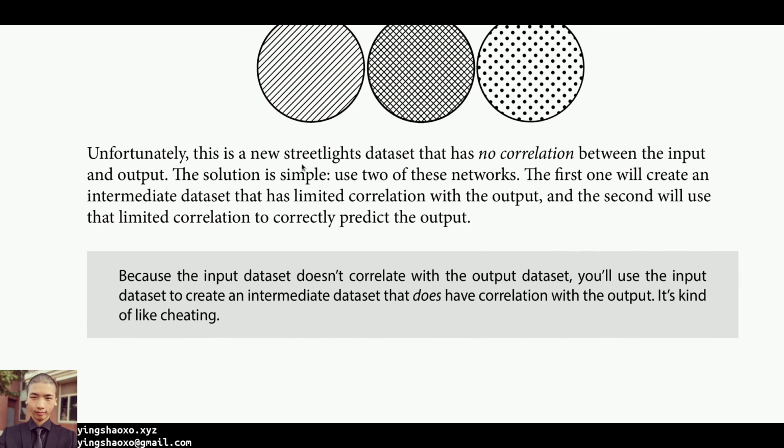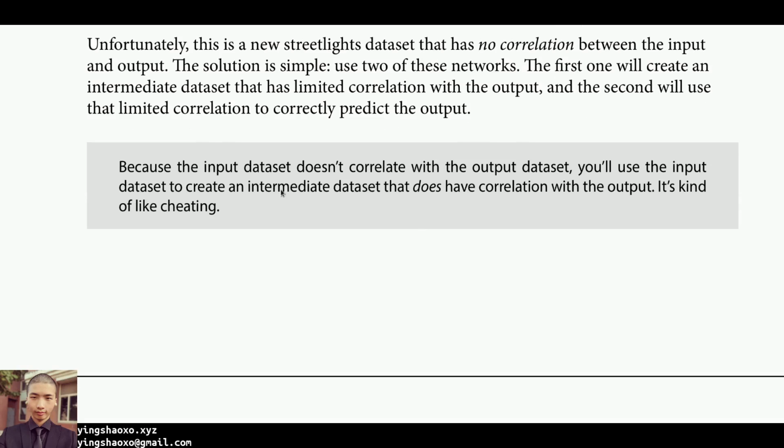Unfortunately, this is a new serialized dataset that has no correlation between the input and output. The solution is simple. Use two of these networks. In the first one, we'll create an intermediate dataset that has limited correlation with the output. And the second will use the limited correlation to correctly predict the output. Because the input doesn't correlate with the output dataset, you'll use the input dataset to create an intermediate dataset that does have correlation with the output. It's kind of like cheating.